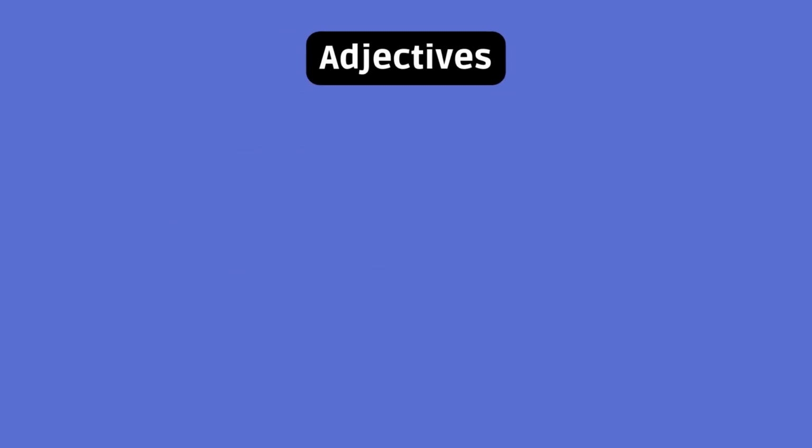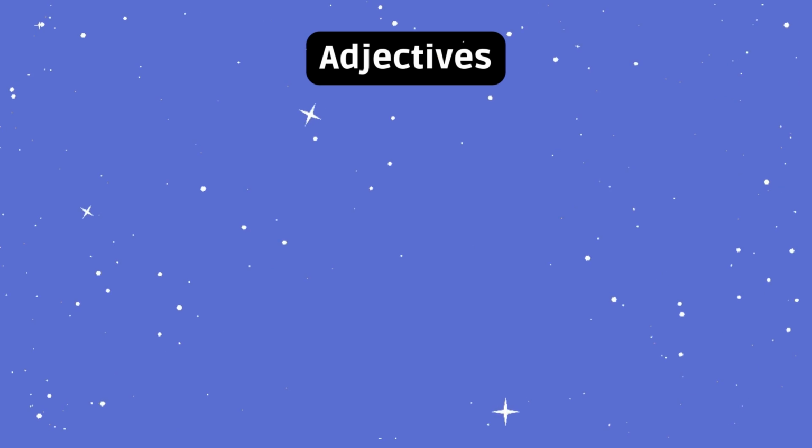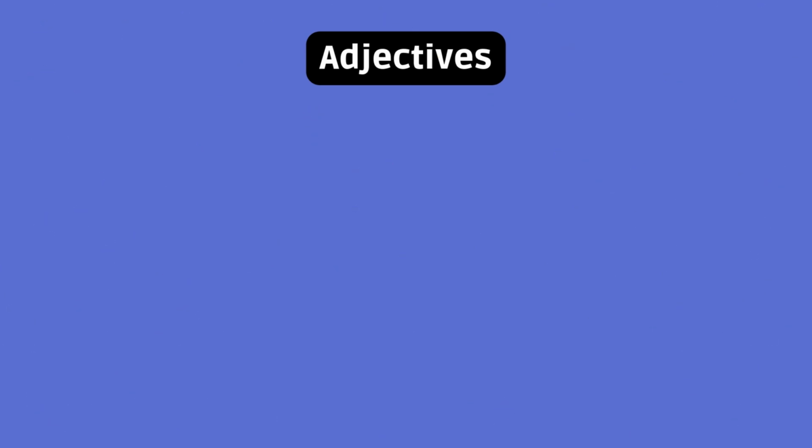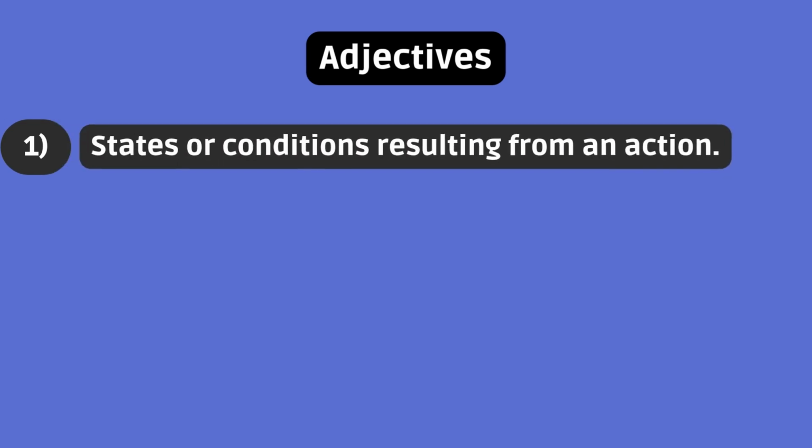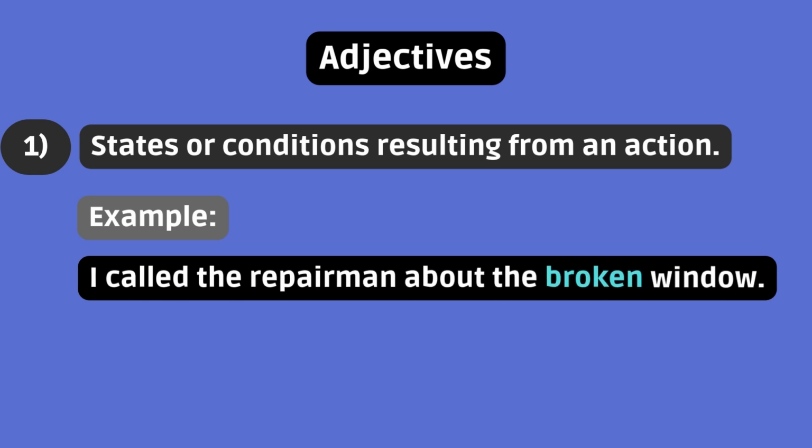Adjectives. In many instances, when you encounter a past participle, its role is actually that of an adjective. The key is to find it linked to a noun, more often than not, placed before it. These adjectives can describe states or conditions resulting from an action. Example: I called the repairman about the broken window. The window is in a broken state, in need of repair.